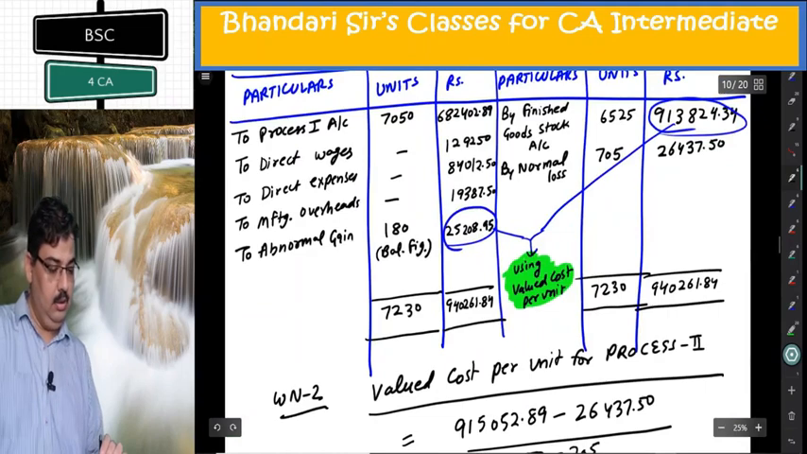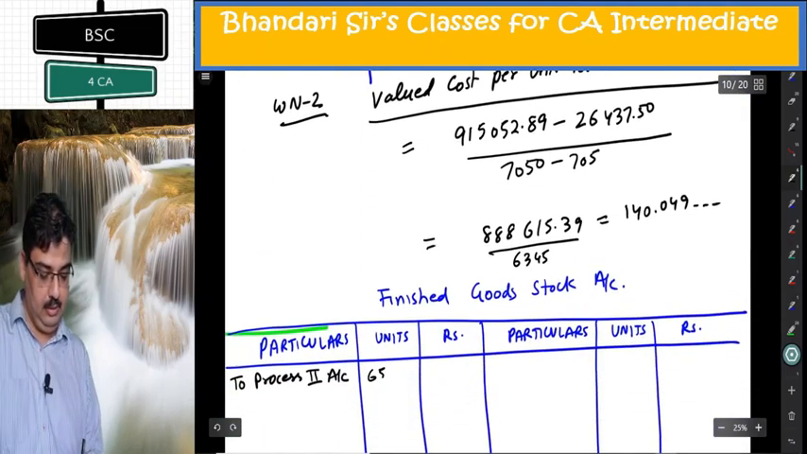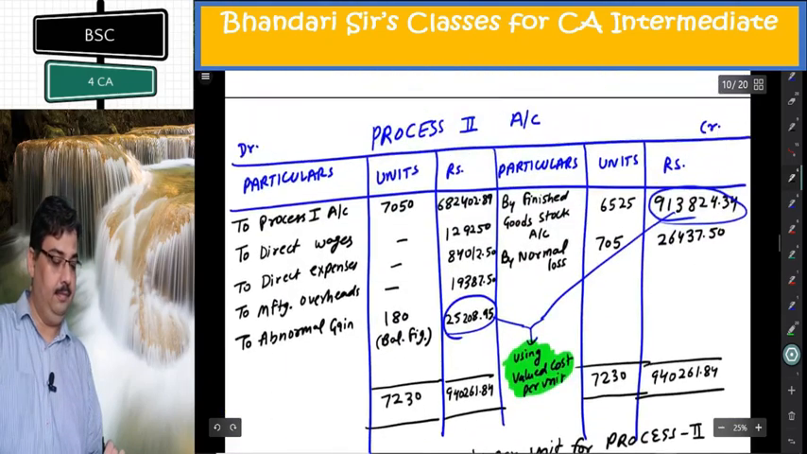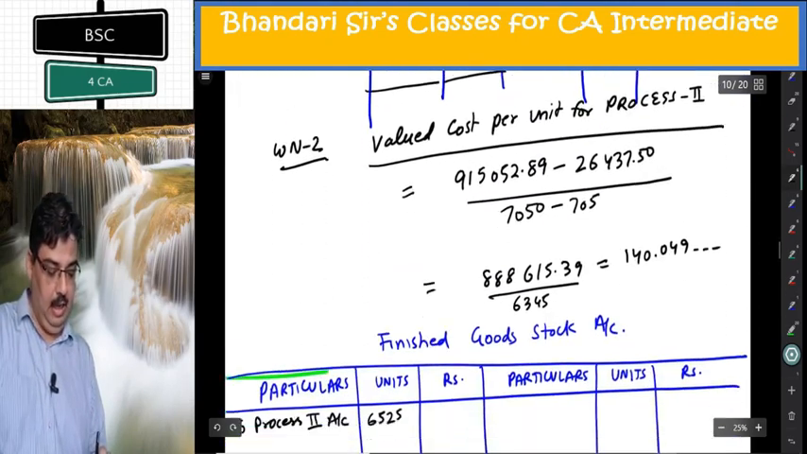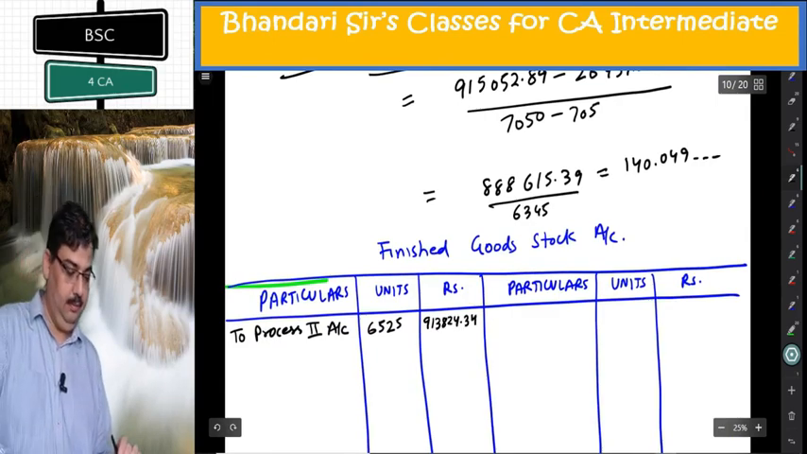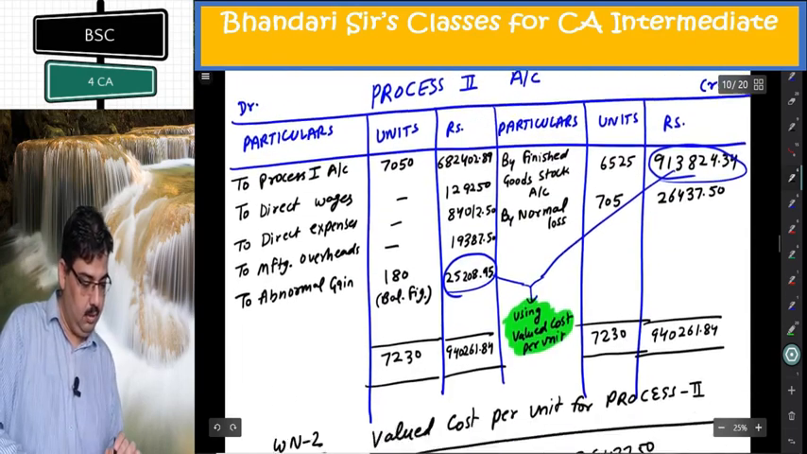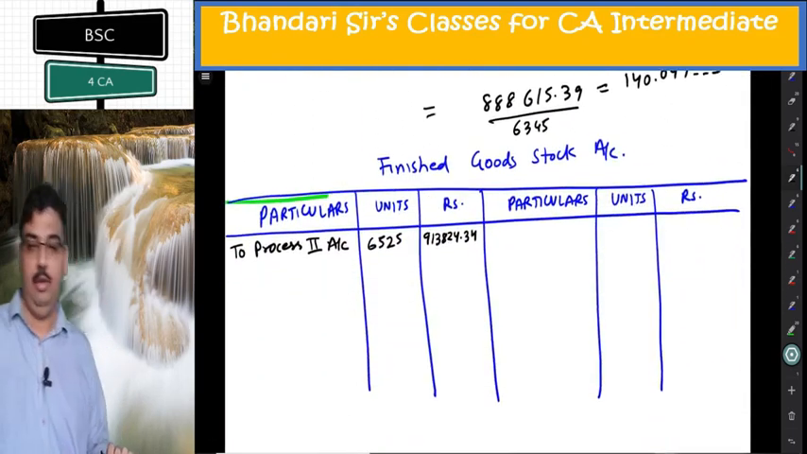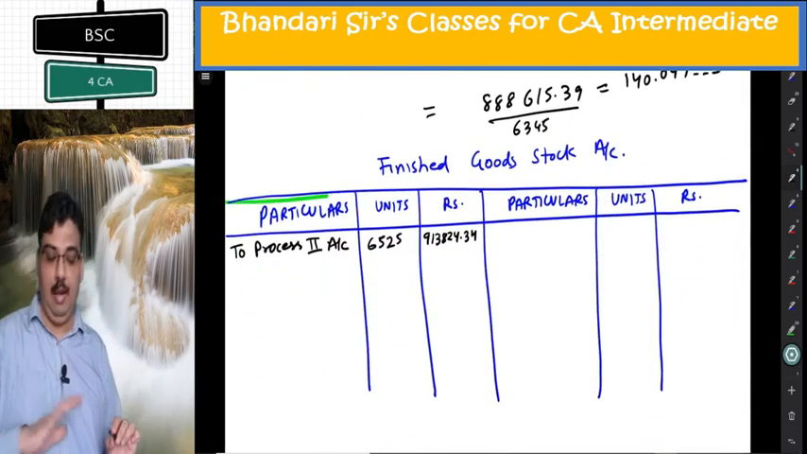It got 6525 units with cost of 913,824.34, I think. Yes, till paisa I am doing correct. Your institute might be approximating here and there. I am not approximating.